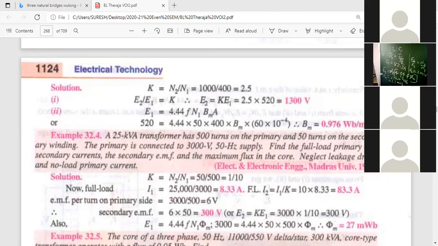Tomorrow we'll see why the transformer rating is in kVA, and the losses in the transformer. Then the open circuit test and short circuit test of the transformer. These things we'll see tomorrow in the next class.